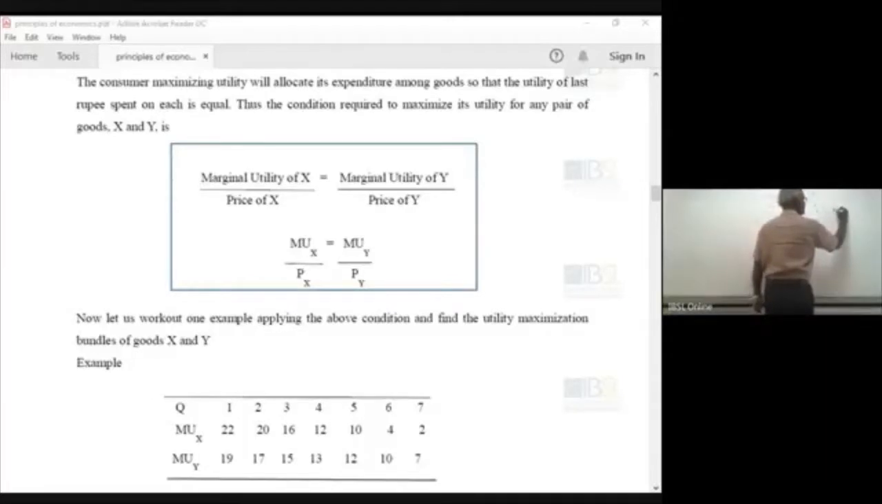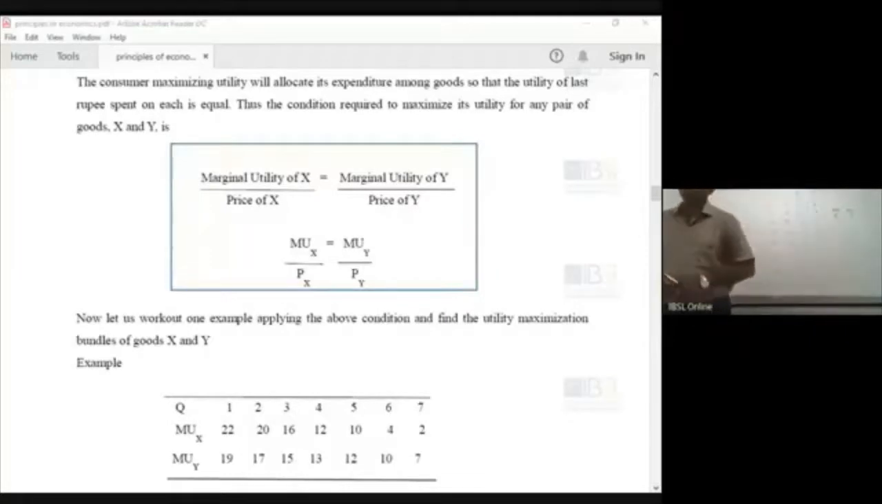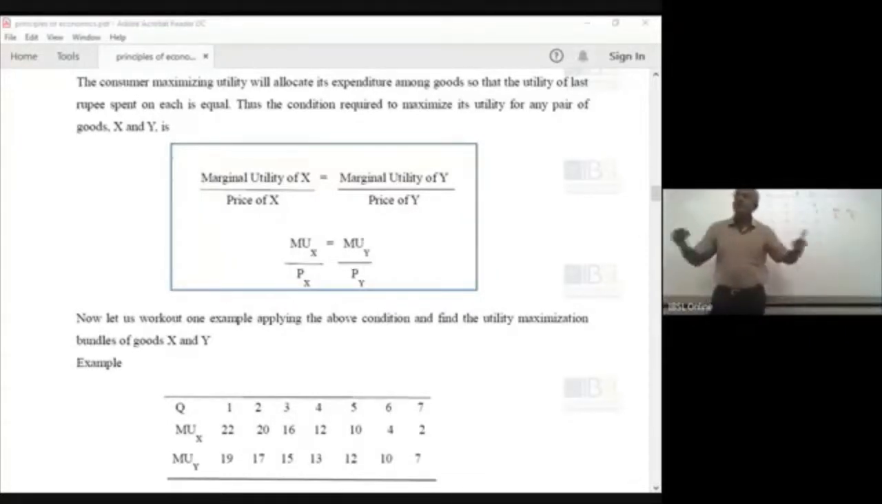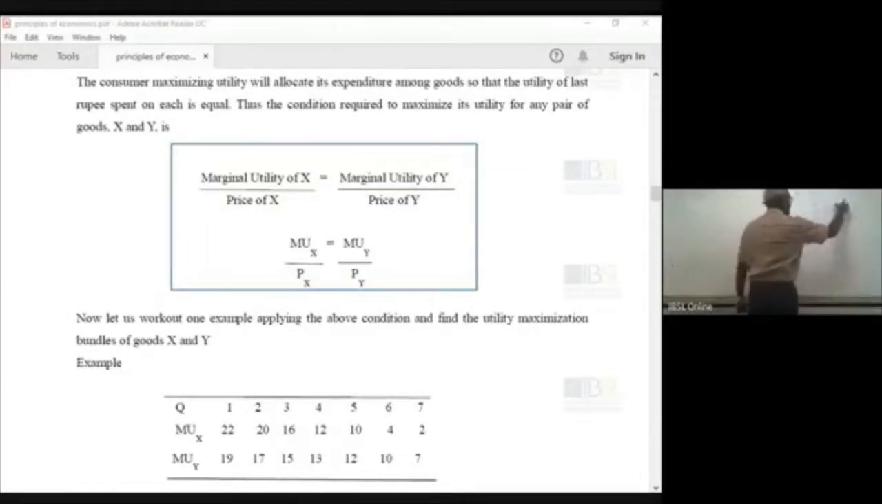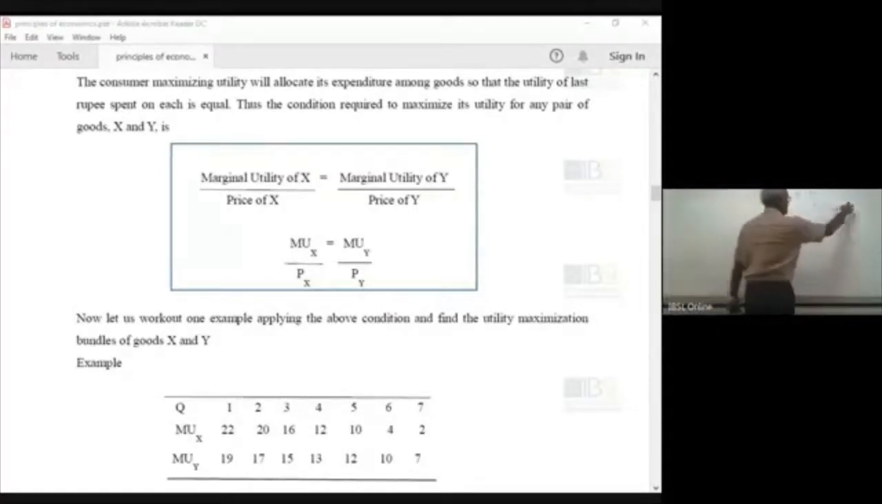Right. Now we have to calculate. What is the condition? MUX over PX equals MUY over PY. This is the utility maximizing combination. At the utility maximizing point, marginal utility per rupee on both goods is the same. Then let's see the quantities that satisfy this condition. Those quantities are the utility maximizing point.